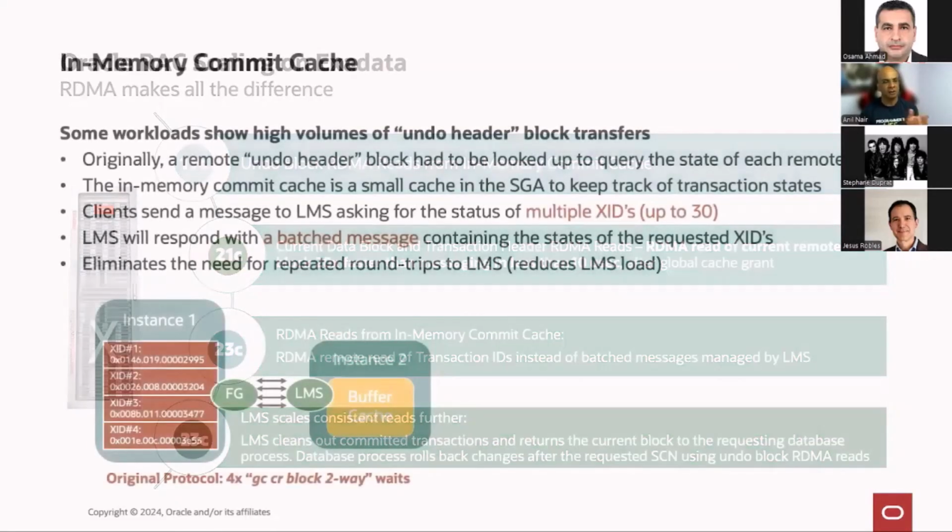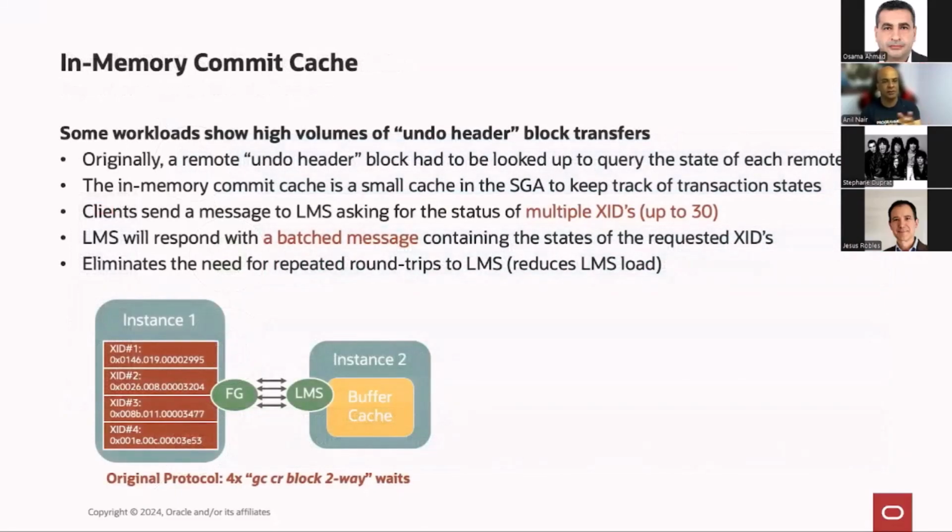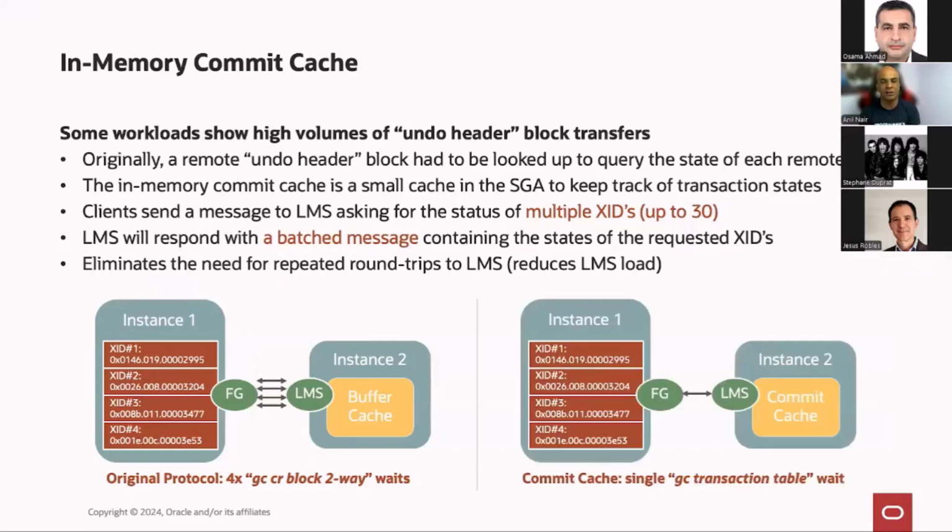So this is how the in-memory commit cache works, just to give an example. If you see on instance 1 to instance 2, instead of the foreground and the LMS sending 4 messages, with this new optimization, we can have this with one message over RDMA. So now the wait event goes from 4x GCCR block 2A to just one single GC transaction table wait.